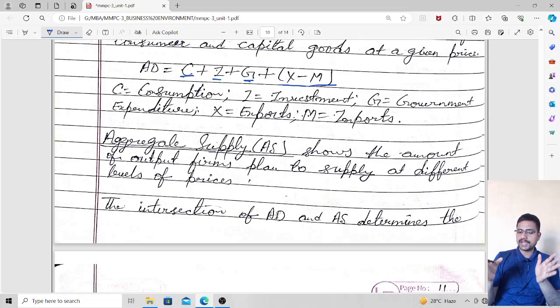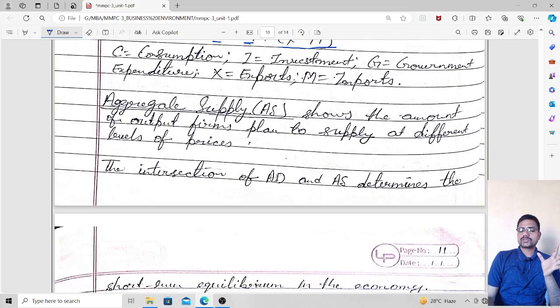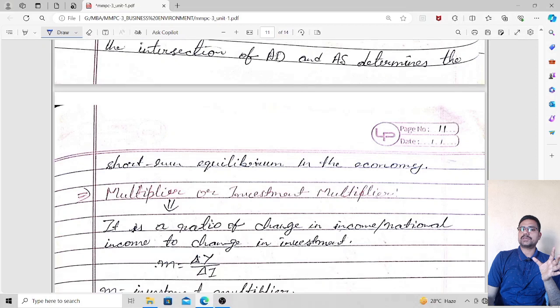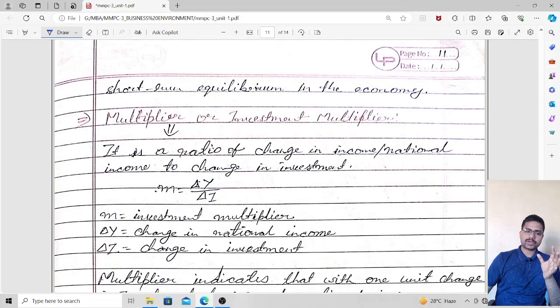The intersection of aggregate demand and aggregate supply determines the short run equilibrium in the economy. So if I draw like this, this one is aggregate demand, AD, and this one is aggregate supply, AS.